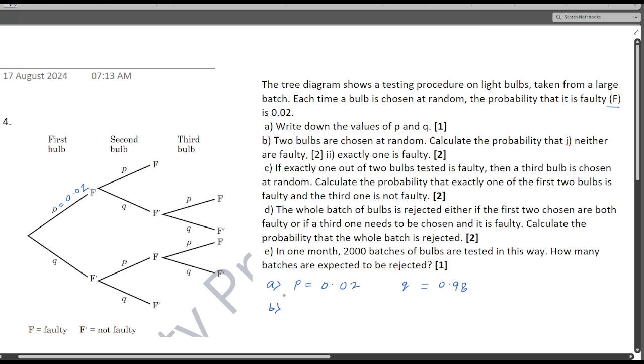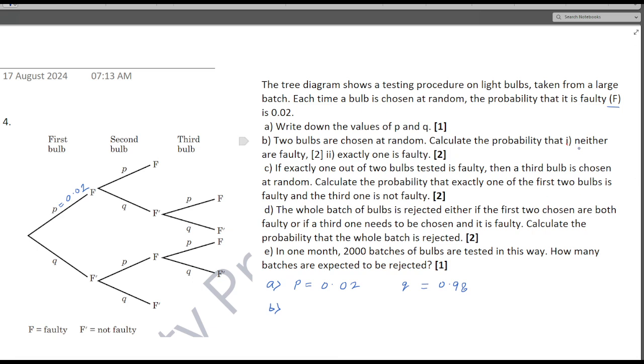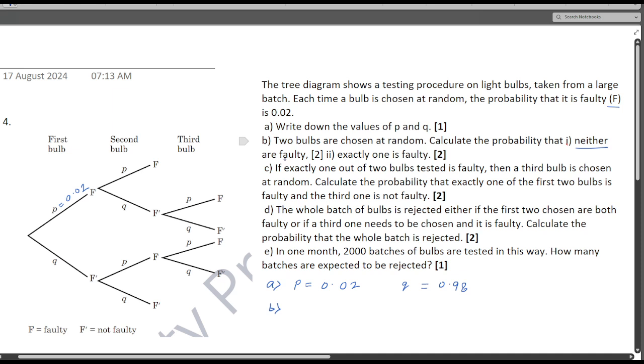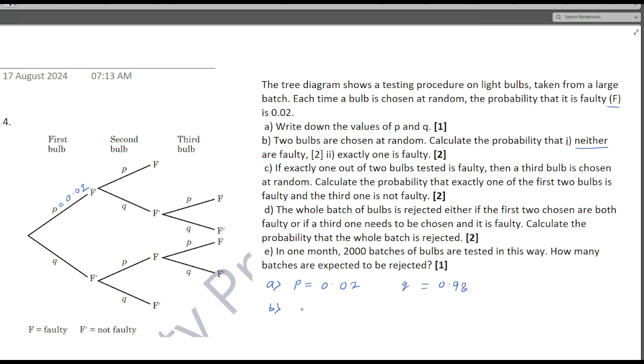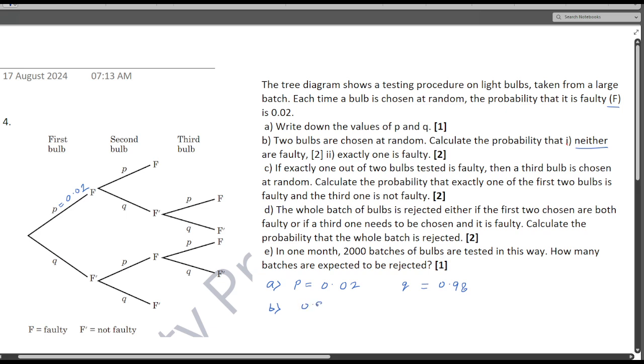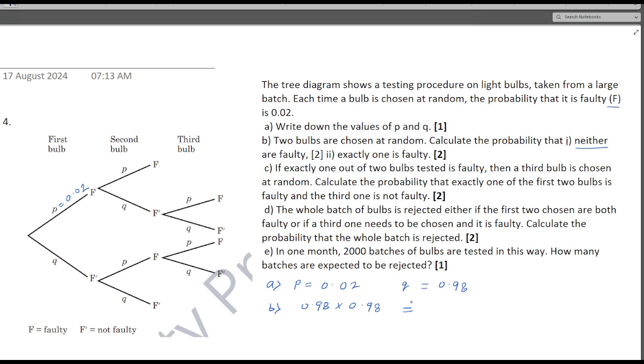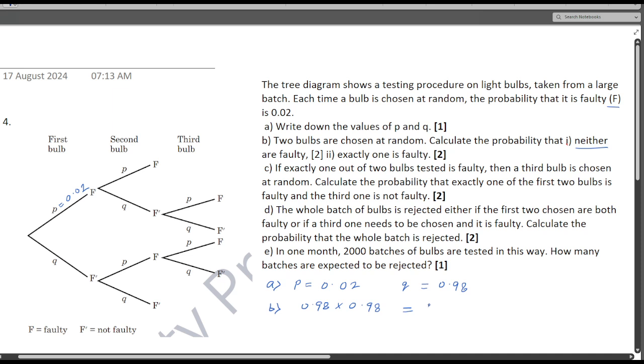Two bulbs are chosen at random. Calculate the probability that neither are faulty. So neither are faulty. That means the first bulb is not faulty, its possibility is 0.98. And the second is also not faulty, its possibility is 0.98. So the possibility that both the bulbs are not faulty is 0.98 times 0.98. So 0.98 times 0.98 is 0.9604.